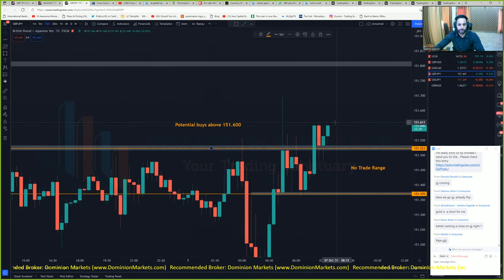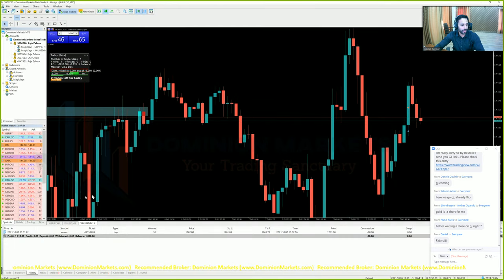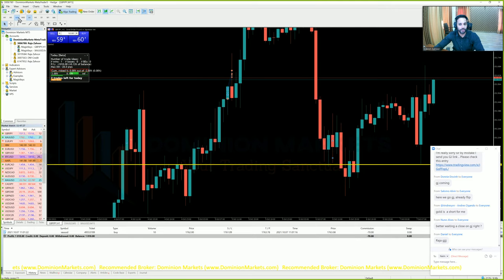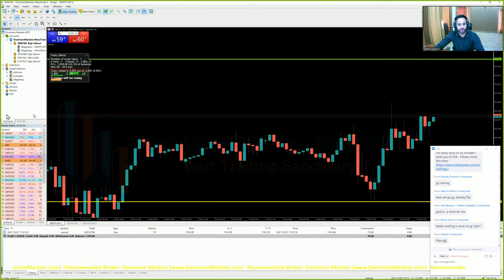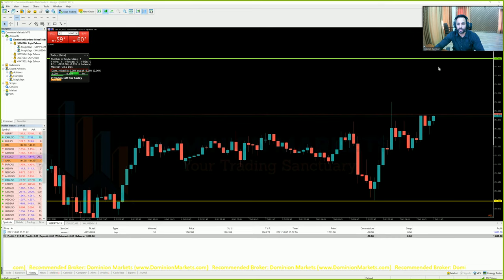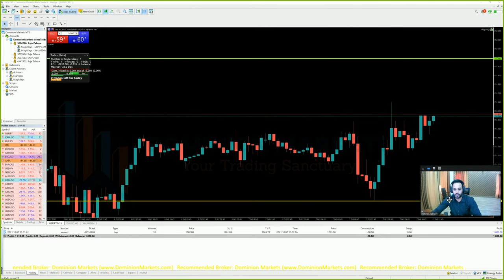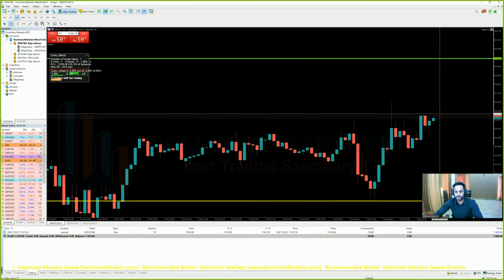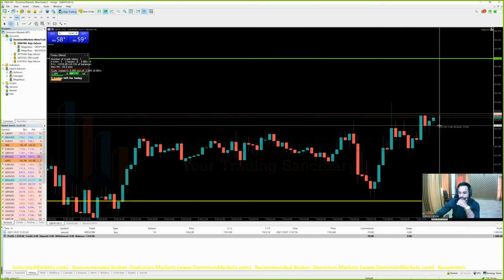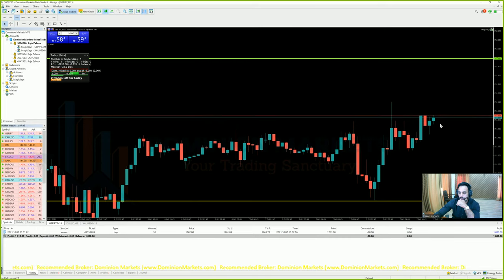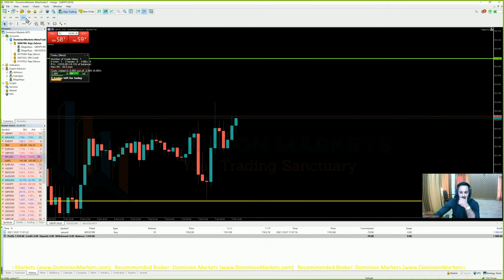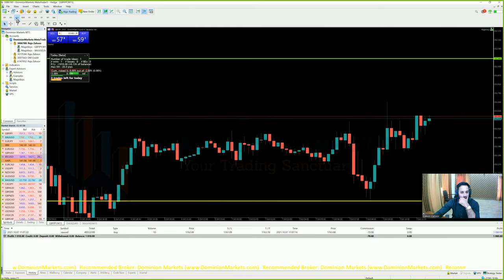All right, GG is about to break above 151,600. Getting ready over here for pound yen. All right. 151,600. Stops could be like 7-8 pip stop over here. Yeah, I really wanted to break above that area.